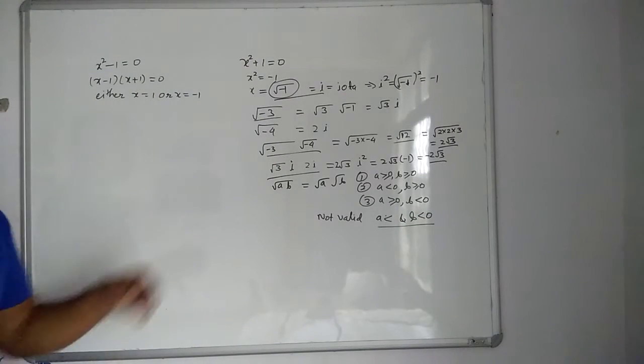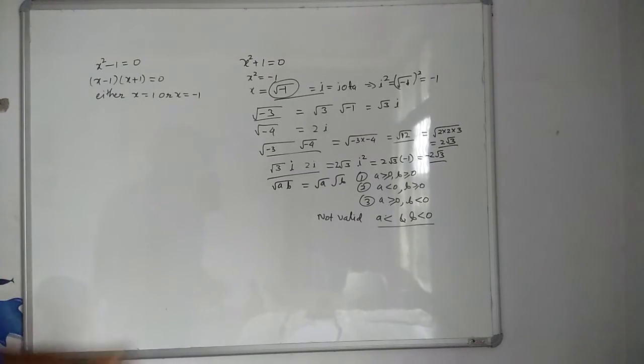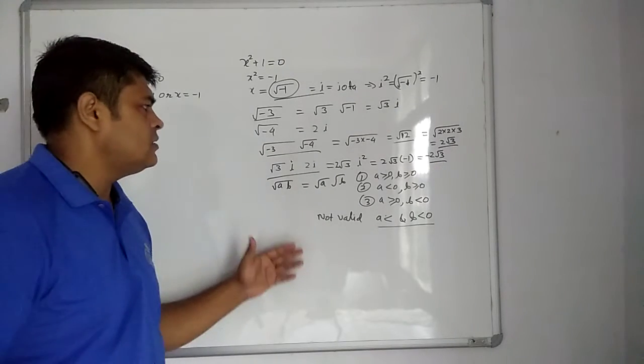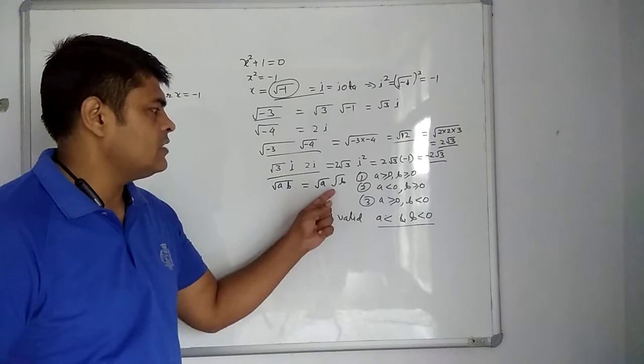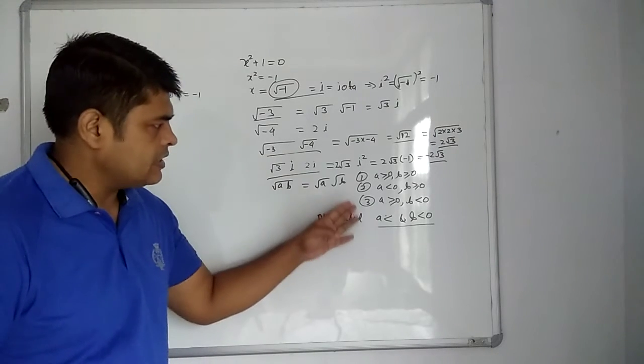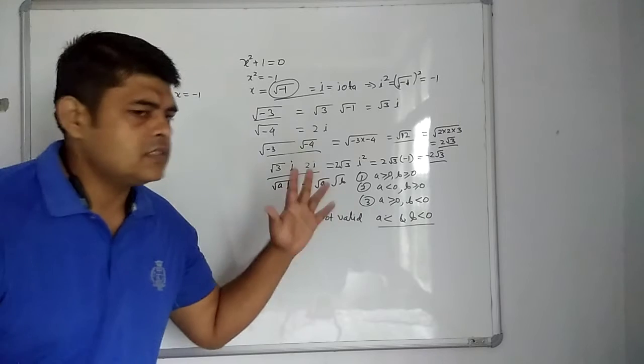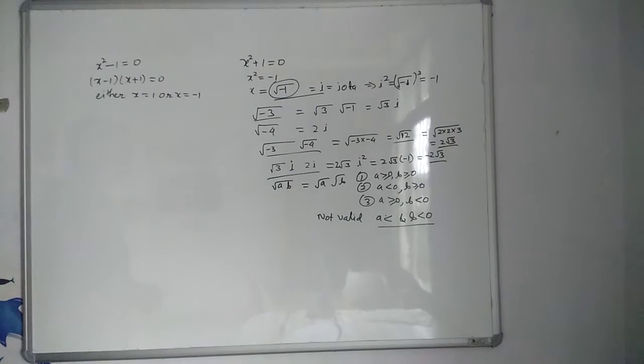So we have learned just now what is iota. We have learned when the root ab will be root under a into root under b. In 3 cases it is valid, in 1 case it is not valid. Now we will proceed further. Now come back to the beginning of our discussion. We have started from here.